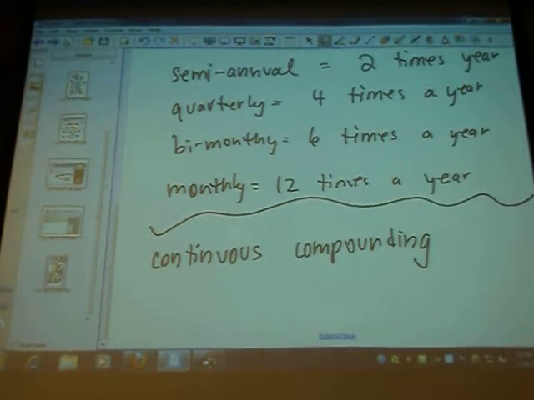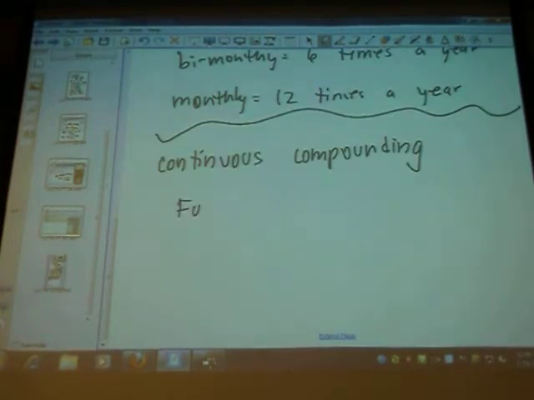For continuous compounding, they use the formula S equals P e to the RT power. It's called the PERT formula. Why is there a formula for something that never happened? No, it does happen. They do use that, because it's easier to calculate. It doesn't actually give you that much more money. It's not like you're continuously getting money.